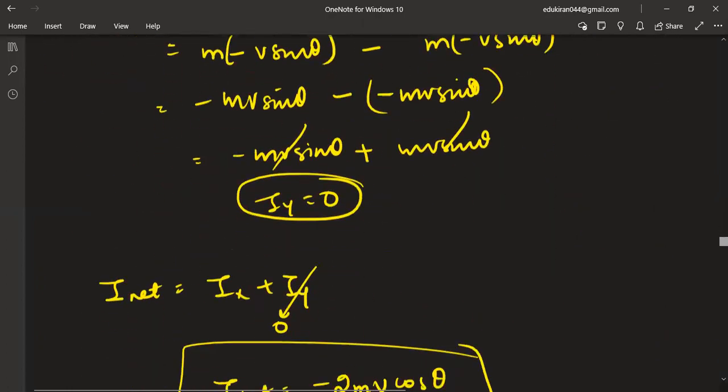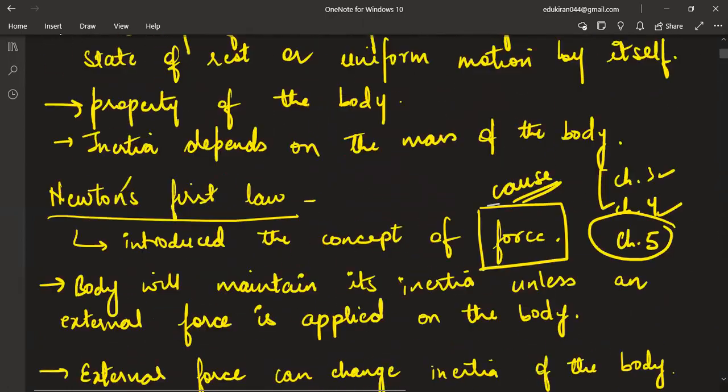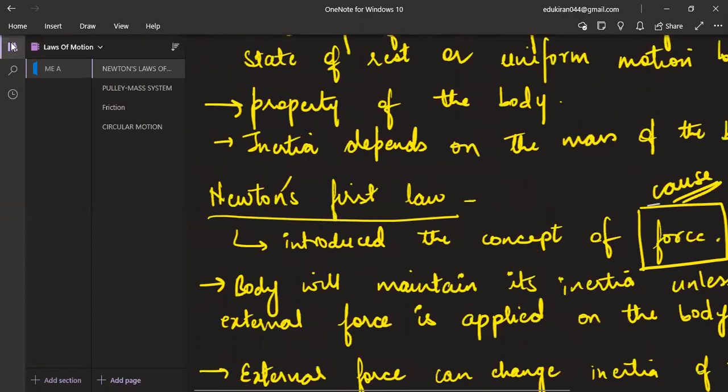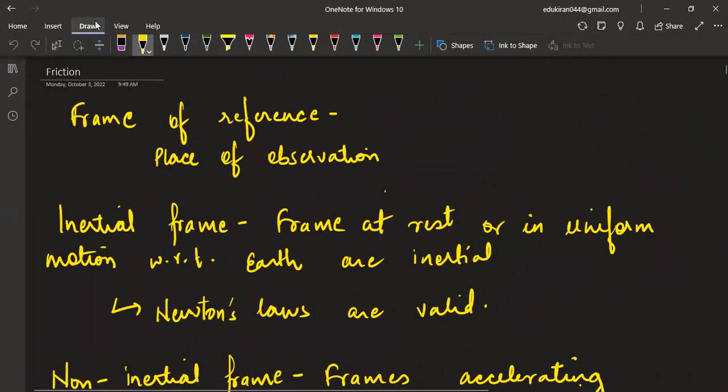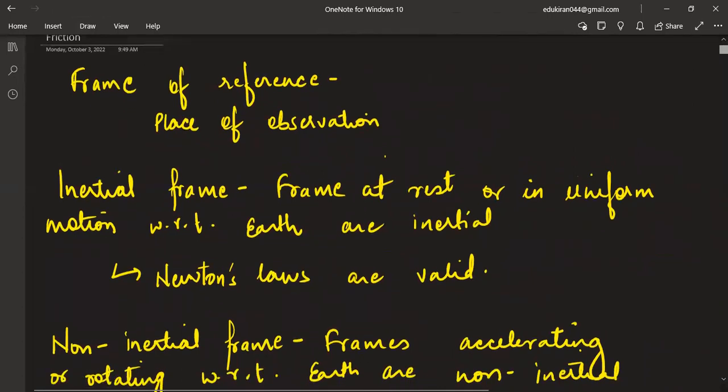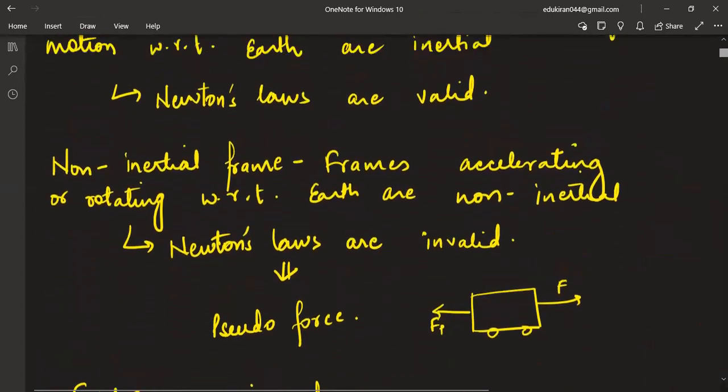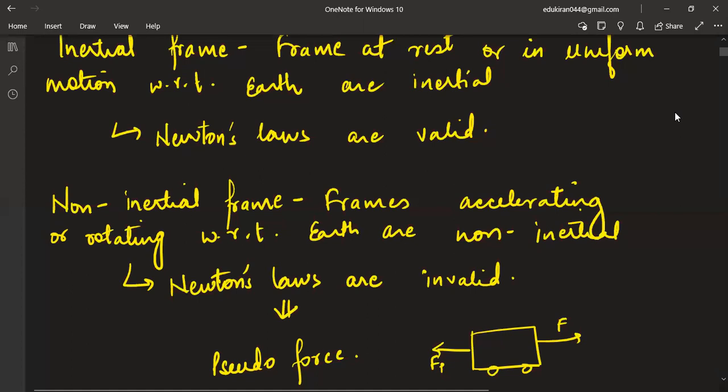Rest of the questions, I think this part we have done. And we have to just revise friction also. Frictional force was also there. Now, for the frame of reference, you should know the place of observation, inertial frame and non-inertial frame. When the frame is at rest or in uniform motion, we say this is an inertial frame. And here only we use Newton's law. If it's a non-inertial frame, your frame will also be accelerating.